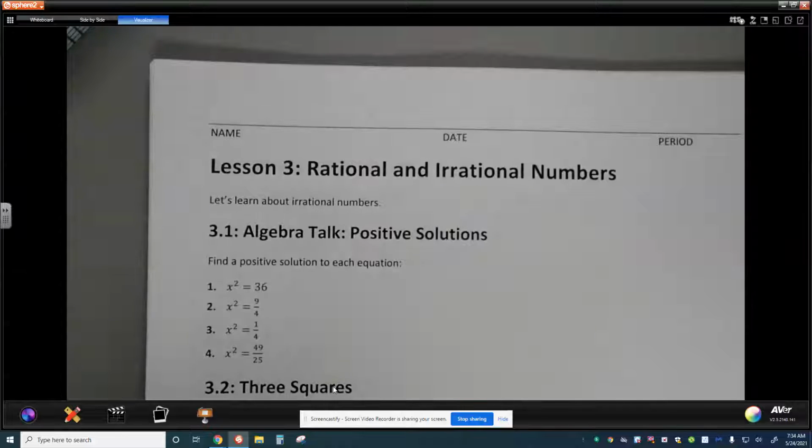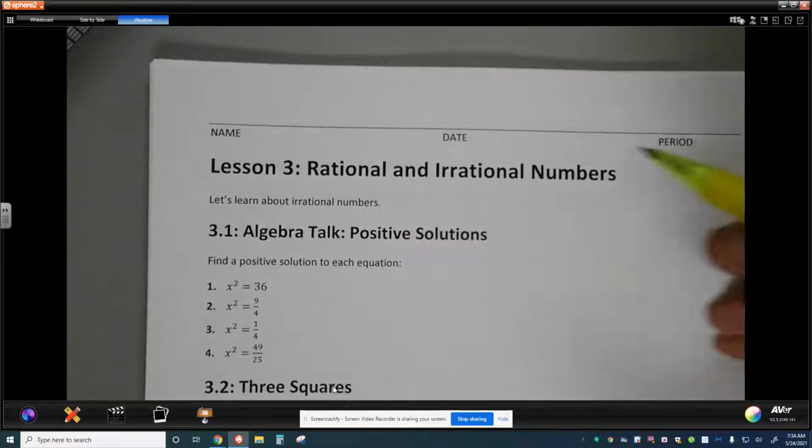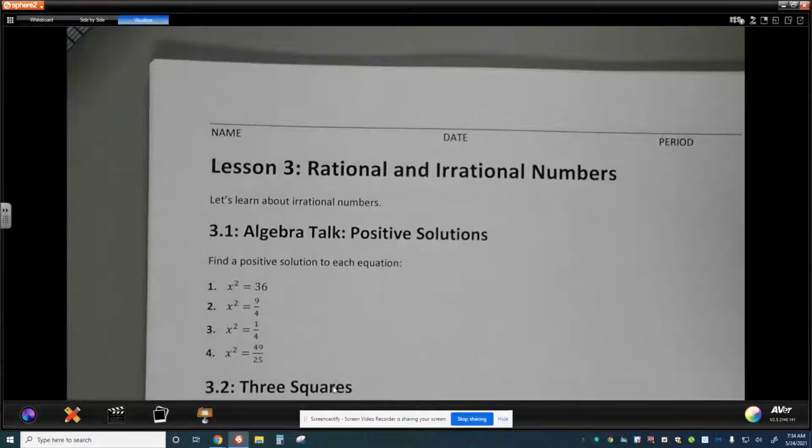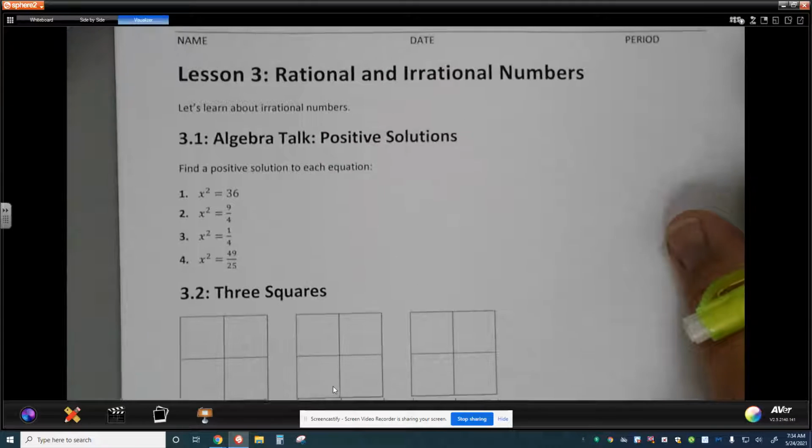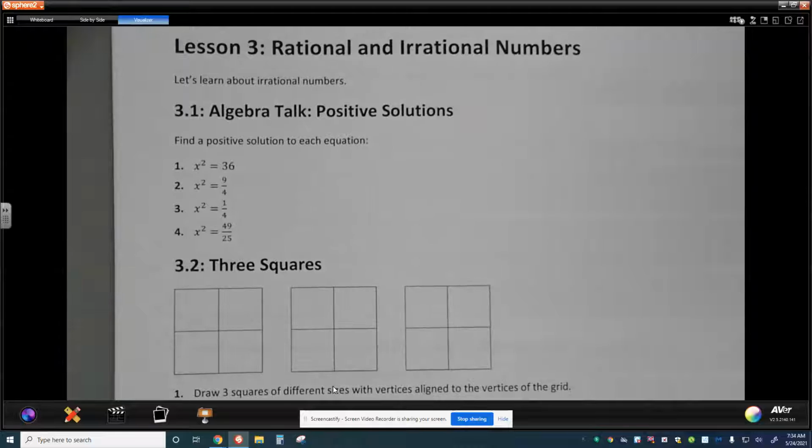Welcome to Unit 8, Lesson 3, Rational and Irrational Numbers. Today we'll be introduced to irrational numbers and talk about the difference between the two of them. Before we get started with that, though, let's review a little bit of what we already know.